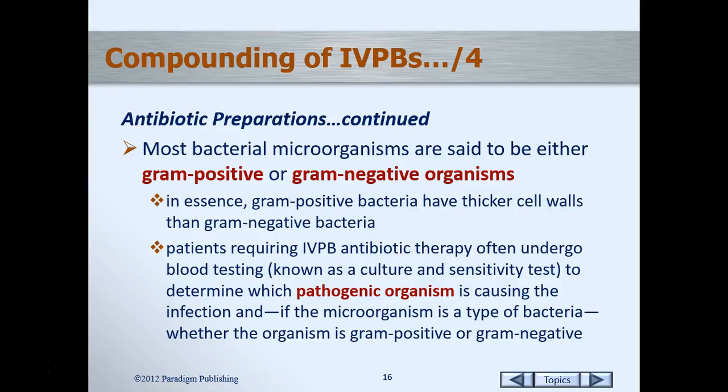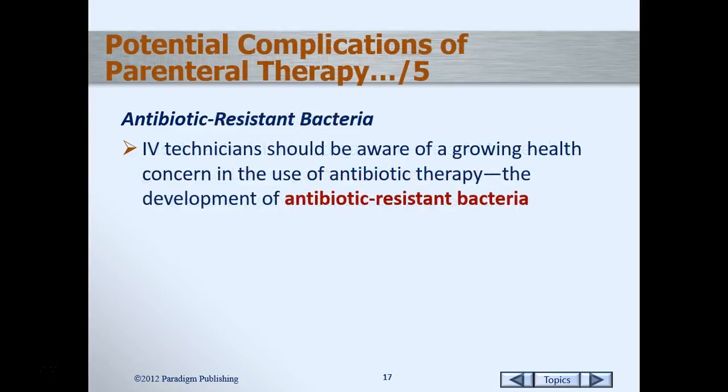Usually this is to determine the causative agent, or the pathogenic organism causing the infection, and whether it is a gram-positive or gram-negative type infection. That way we can identify the best drug to treat that type of bacterial infection. For IV techs, we need to be aware that there is antibiotic-resistant bacteria, and this is becoming more and more of a concern. So it's very important that we use these medications properly and that they're made properly.